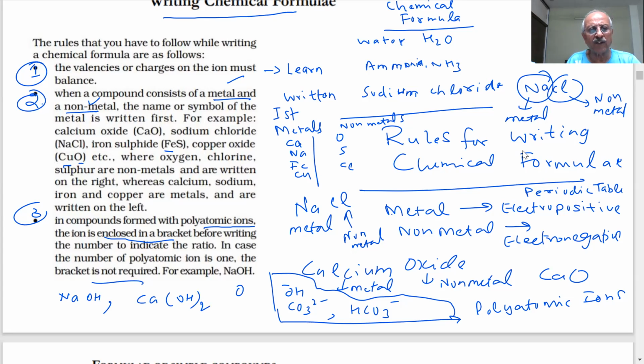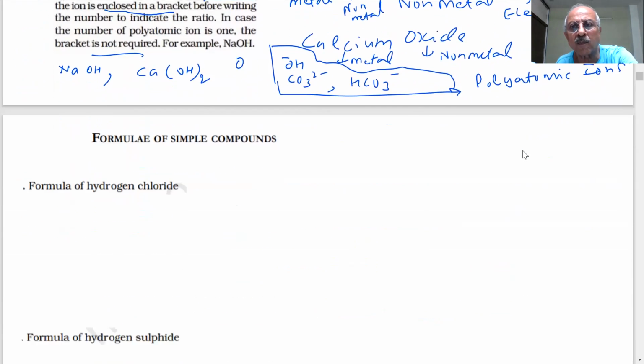In NaOH, there is only one OH, so no problem. But in calcium hydroxide, there are 2 OH, so I will enclose OH in bracket and put the number. How many OH are there? Note down. Is it clear, students? Yes, sir. The rules are to be learned before we write the formula.